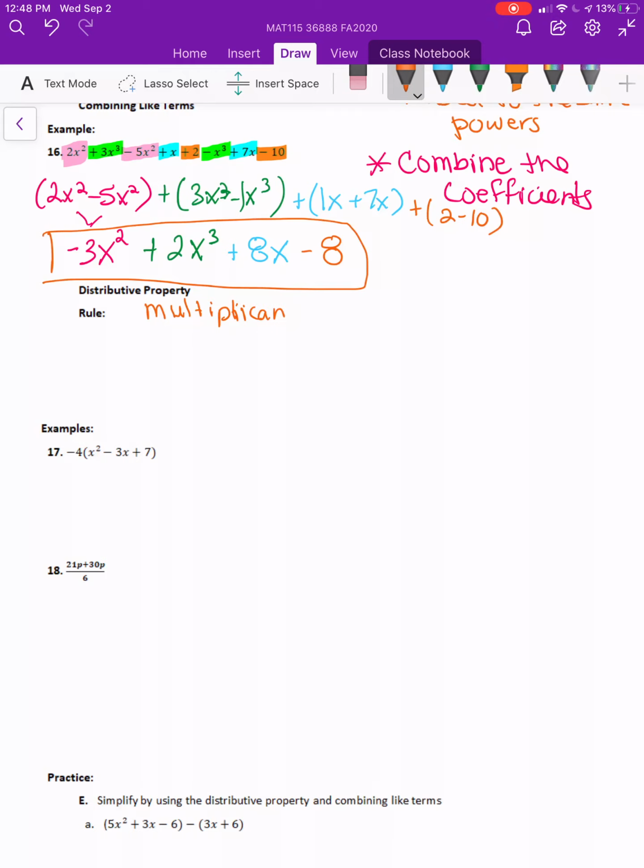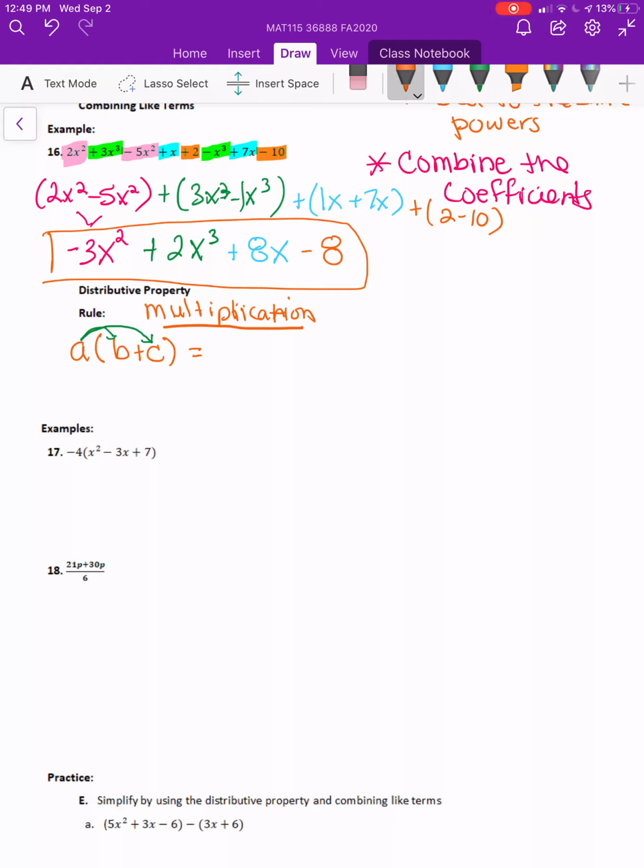So there's a multiplication rule, and I'm going to describe it using just variables. For example, if I've got A times, and I've got parentheses, and inside the parentheses we're going to say it's B plus C. Those are just placeholders, so A times (B plus C). What we're going to do with the distributive property is distribute that A to both the B and the C.